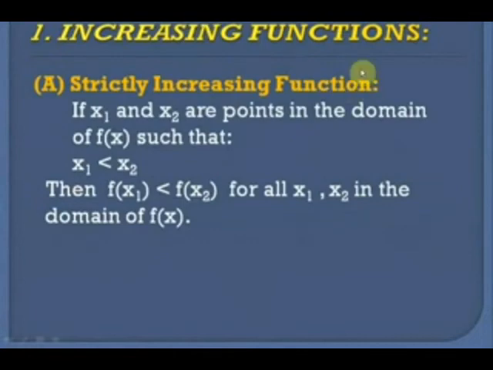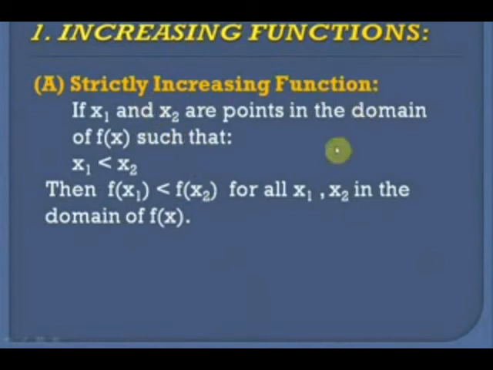So the first type is increasing functions. In that we have the first one, strictly increasing function. Now what is a strictly increasing function? If x1 and x2 are points in the domain of f(x) such that x1 is less than x2, then if f(x1) is less than f(x2) for all x1, x2 in the domain of f(x), then such a function f(x) is called a strictly increasing function.